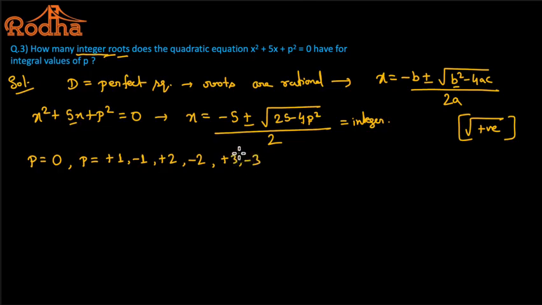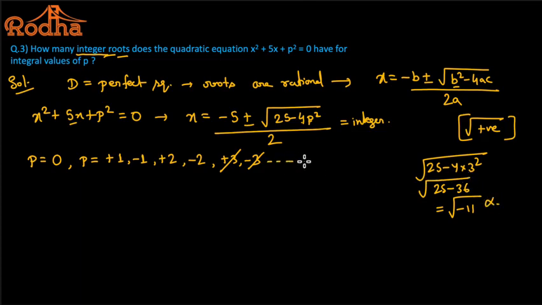So p cannot take +3 and -3 because अब क्या होगा ना, 25 minus 4 into 3 square will become 25 minus 36 is equal to -11. तो अंडर रूट पार्ट will become negative, that is not possible. ठीक है. So that's why after these cases we will not be considering; this is the funda, like p equal to 0, 1, -1, +2, -2. This will be like we'll have the roots for sure.